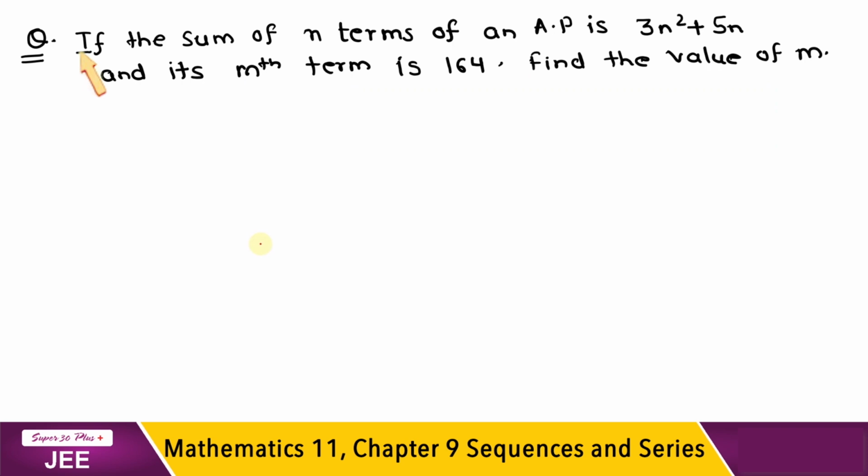Let us look at one more question. This question says, if the sum of n terms of an AP is 3n square plus 5n and its mth term is 164, find the value of m. So this question is based on the sum of n terms of an AP, and also on the general term of an AP.